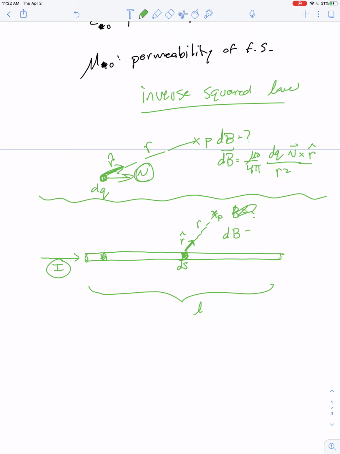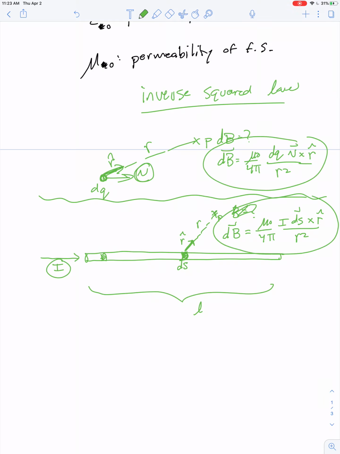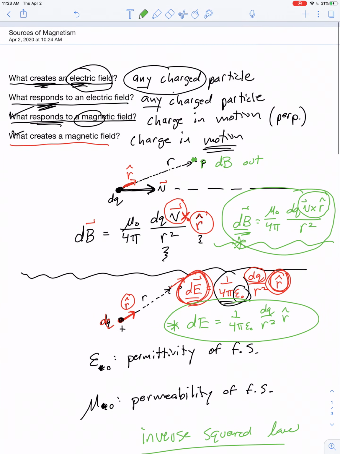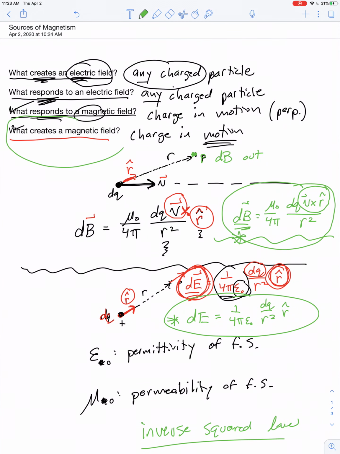And in this case, the vector dB, which points out of the page, is equal to mu naught over 4 pi times I ds, where ds is a vector. I take the cross product between ds and r hat, and I divide it by r squared. So these two formulas are a way of expressing this idea that all magnetic field is created by charge in motion.